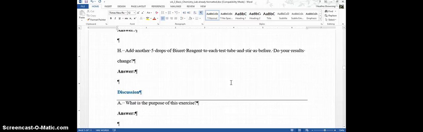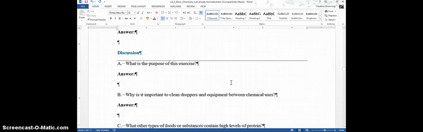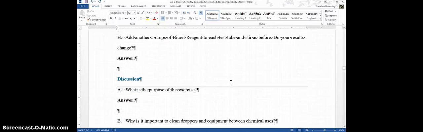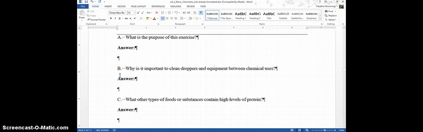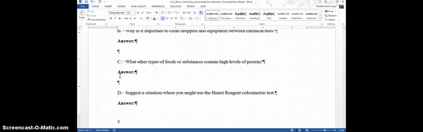Right? Then what's the purpose of this? You know, what were you looking for? This is a discussion. Yeah, what were you looking for and what did you use to look for it? Why is it important to clean droppers and equipment between chemical uses?